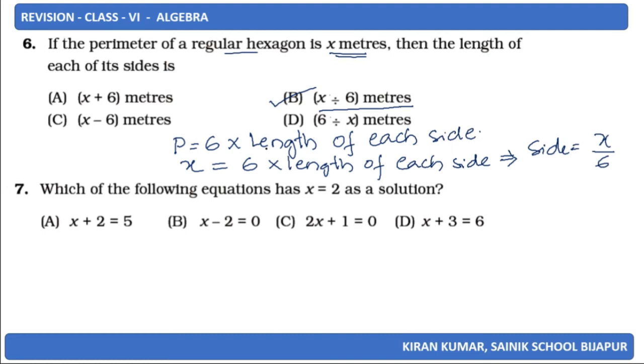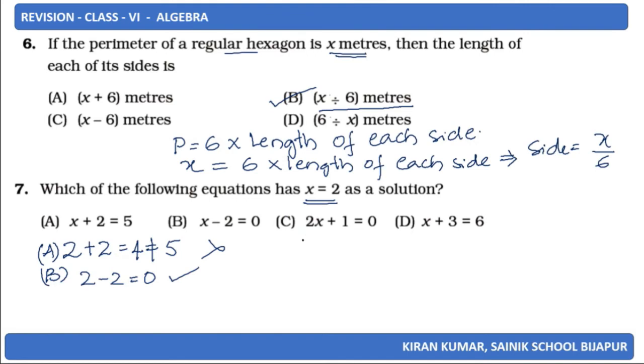Question 7. Which of the following equations has x equal to 2 as a solution? Here we can find it by the trial and error method, by replacing the value of x. If you replace x with 2, 2 plus 2 is equal to 4, which is not equal to 5. So option A is not correct. Let's take option B: 2 minus 2 equals 0, it satisfies.